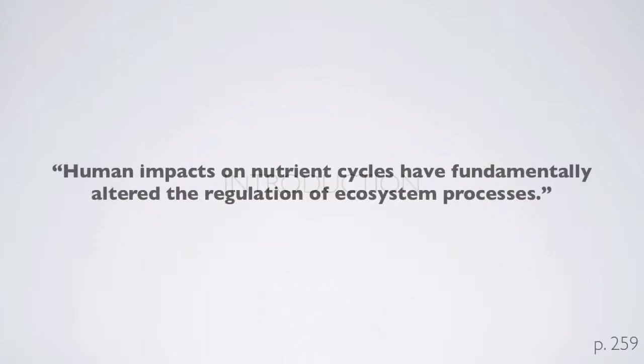Nutrient cycling involves nutrient inputs to and outputs from ecosystems, and their internal transfers of nutrients within the ecosystems. Chapter 9 covers the basics of nutrient cycling. Human impacts on nutrient cycles have fundamentally altered the regulation of ecosystem processes.